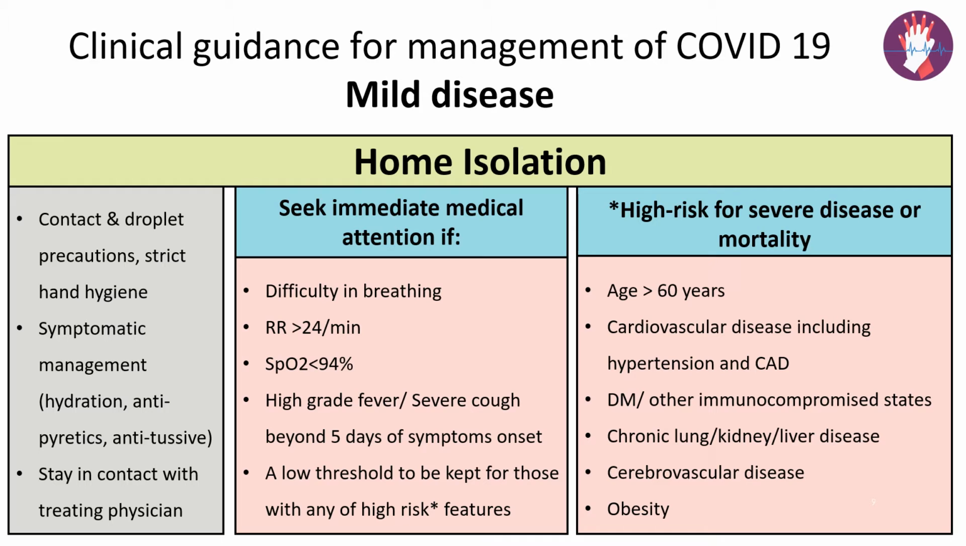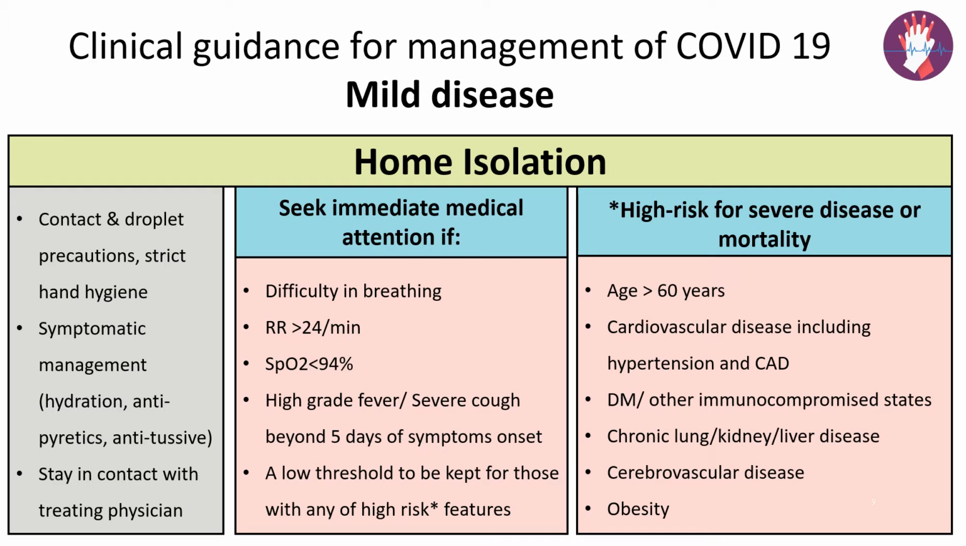There, you should be referring these patients quickly if they have difficulty in breathing, the respiratory rate is going above 24 per minute, the saturation is coming under 94%, or the fever is not settling with regular medication, or the fever and cough is persisting after 5 days of symptom onset. There should be a low threshold to refer patients who have high risk features.